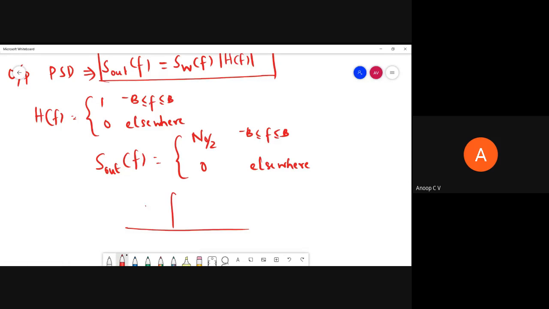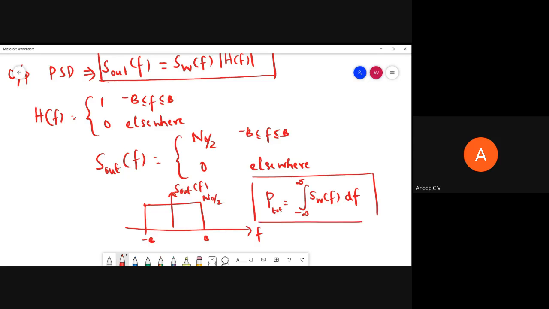Now we can draw this S out of f like this: S out of f or S_n of f, whatever you call it. It is from minus B to plus B, and its value is equal to N naught by 2. So this is power per unit bandwidth. Total power, P total, can be obtained as the integral from minus infinity to infinity of S_W of f df. This is how you obtain total power. It is nothing but the area under this power spectral density curve. It's obvious, since it is power per unit bandwidth. If you consider a bandwidth of 2B, or only this much part, the power within that will be the shaded region.